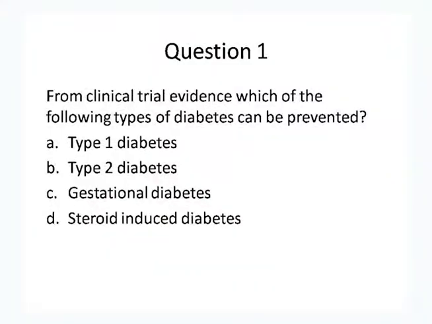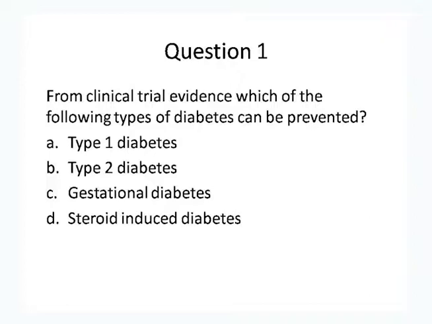All right, so let's go back to our questions now. Hopefully now everybody has the answers. I don't know, sometimes I think I'm wrong, but anyway, you'll help me if I am. So let's see if you got the main things. From clinical trial evidence, which types of diabetes can be prevented?